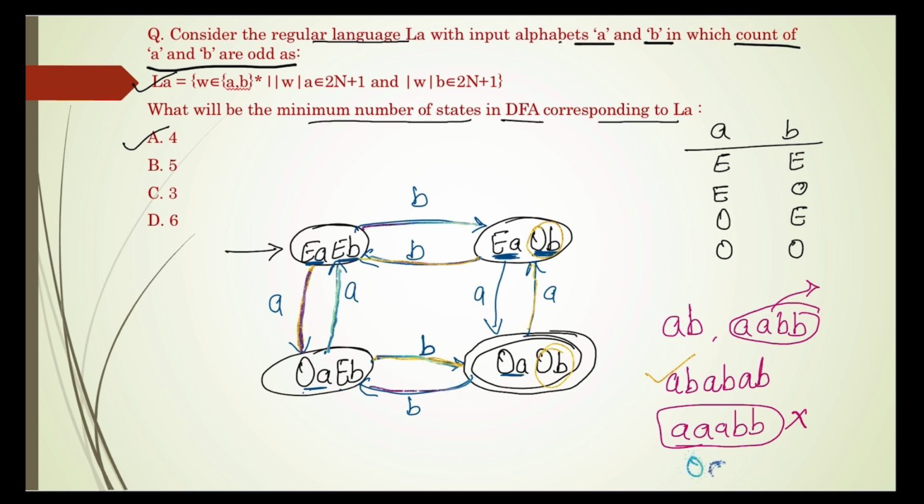So देखिए यहाँ पर क्या था? Odd A, even B. So this is my odd A, even B. It means this is our correct DFA. So minimum number of states will be 4. Correct answer is A.